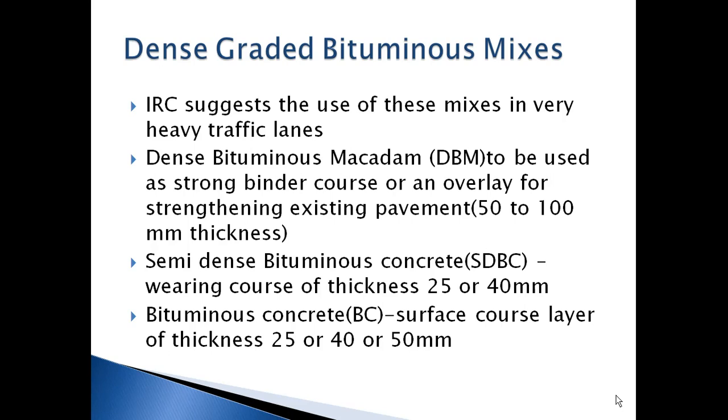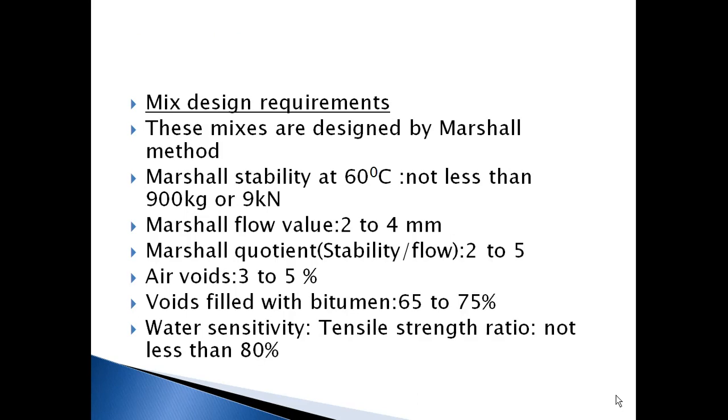Thin bituminous surfaces are used in normal traffic lanes, but when we have a very heavy traffic lane, dense grade bituminous mixes are used. They are again of three types: dense grade bituminous macadam, semi-dense bituminous concrete, and bituminous concrete. They are generally overlaid over an existing pavement to strengthen them or where we have heavy traffic lanes. They are generally mixed using the Marshall method.